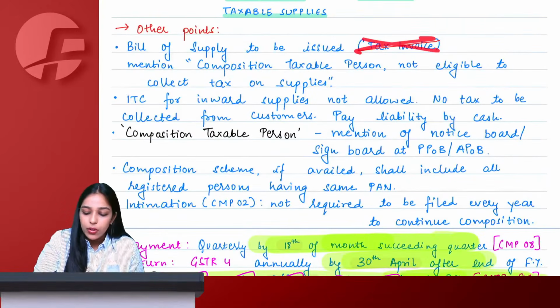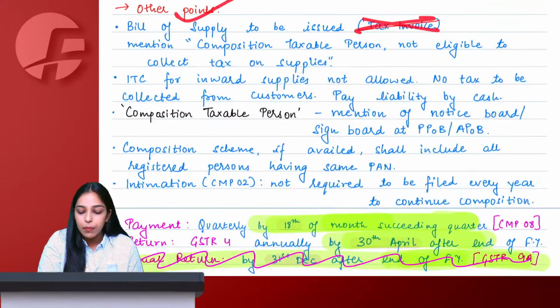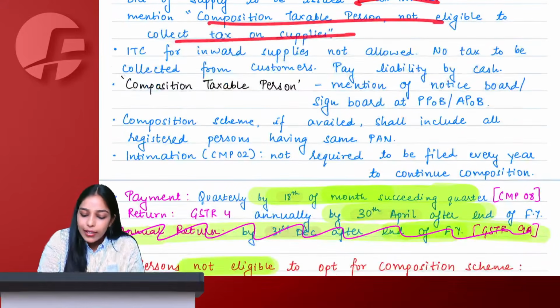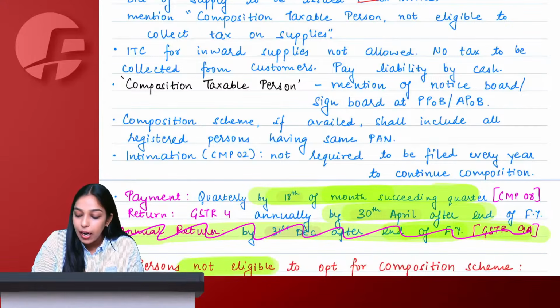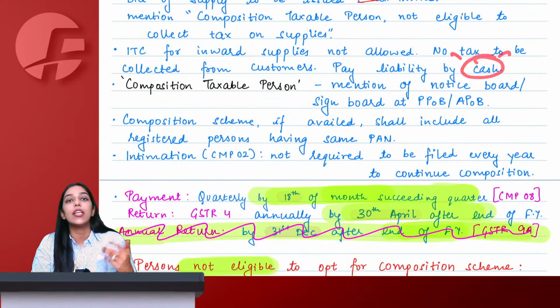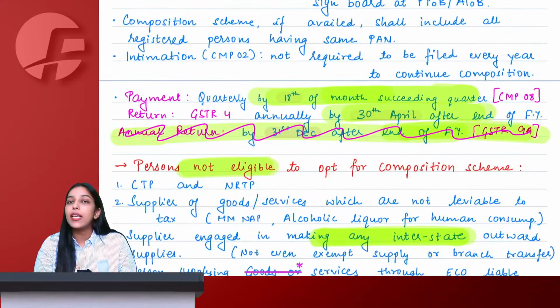Other points: I cannot issue a tax invoice. I will always have to issue a bill of supply. I will give a declaration. No ITC is allowed. Whatever tax I am paying, I have to pay out of my own pocket through cash. I cannot collect it from the customer.